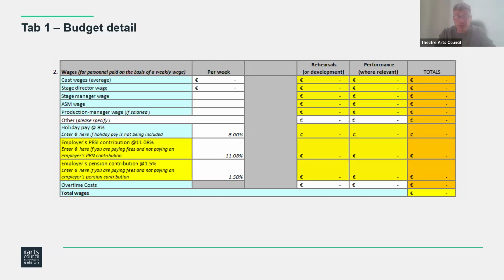Irish Theatre Institute and Performing Arts Forum, they've done a ton of work on this, so do contact them on details for that. And ultimately, it's the applicant who is responsible for managing tax. So do get in touch with ITI, get in touch with Performing Arts Forum, get in touch with the Revenue Commissioners to get information on that, and they can help you out.